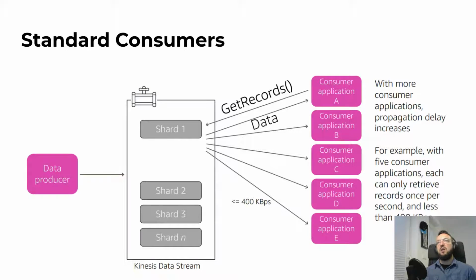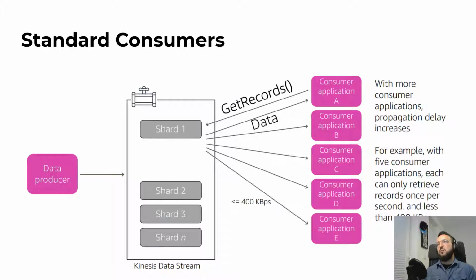So it means that in this case, having 5 consumer applications, we are having less than or equal to 40 kilobits per second throughput. And also, each consumer application can ask for just one get records API call per second, because we are also sharing that limit between multiple consumer applications. So that's a much more constraining situation, especially since we would like to have multiple consumers in order to increase read parallelism.